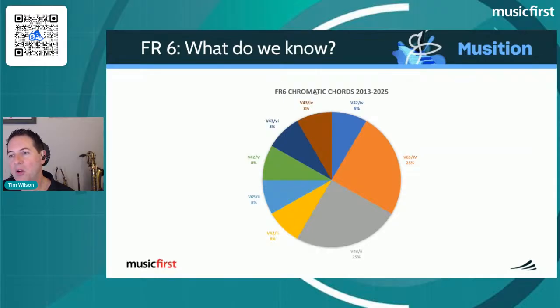In terms of the chromatic chords that have been used over the last 10 plus years, you can see there are a couple of standouts: V65 approaching IV and V43 approaching ii. So they've been used most commonly. Again, this doesn't mean that's what's going to be used on the exam this year, but seeing the spread of different chromatic chords that are used might help you decide which ones you really want to practice with. And again, a lot of these will appear in the practice resources in the Music First classroom for you, so you'll be able to attempt them there.